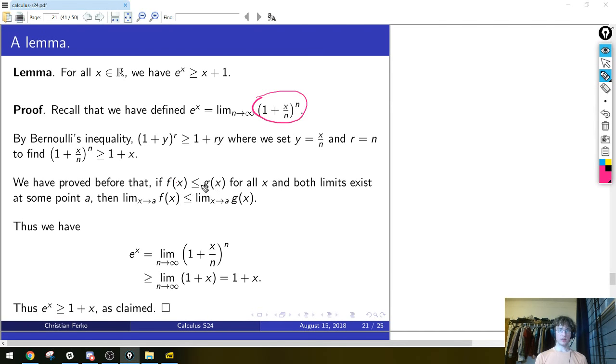If one function is always bounded above by a second function, so f of x is less than or equal to g of x for all x, and the limits exist, so the limit as x goes to a of f exists and the limit as x goes to a of g exists, then we've proved, as part of the squeeze theorem for instance, that the limit of f at that point must be less than or equal to the limit of g at that point. Right? So this is something we proved before.